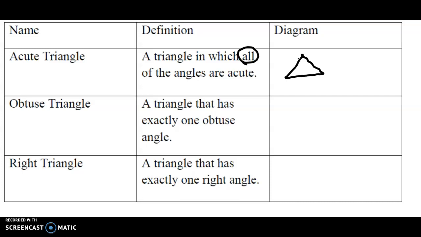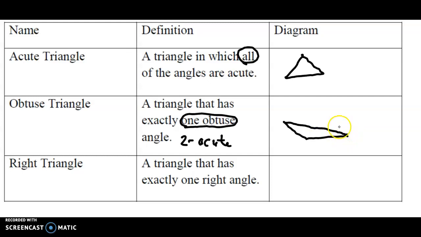The second type of triangle is an obtuse triangle, and it can only have one obtuse angle in it. The other two would be acute. So to draw this one, we'll draw our obtuse angle first. Remember, obtuse means over 90 degrees. And then if you connect the other two sides, you'll see that automatically these two angles here would be under 90 degrees. So they would be acute. So two acutes and one obtuse.